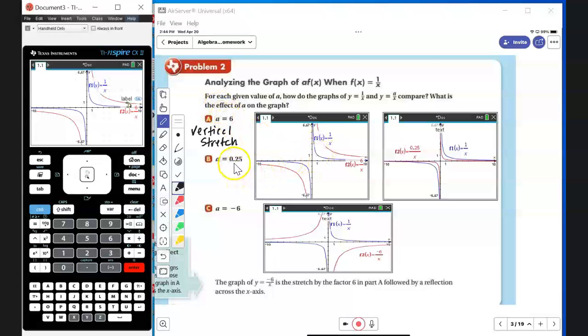Now, what happens if it's less than 1? So I'm going to go to the tab, and no longer am I going to have 6. I'm going to have a decimal which is less than 1. And you notice something happens to the graph. The graph compresses. See the red? That's the new graph. So this will be a vertical compression.